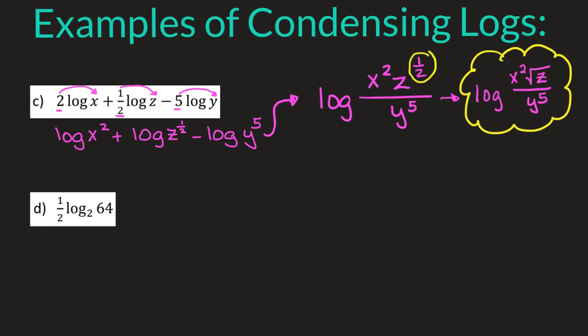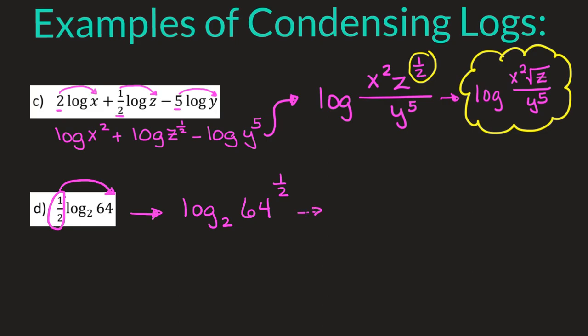All right, so here we are with our final example. We have 1/2 times the log base 2 of 64. I don't see anything being separated, so that's fine. The only thing I see is a leading coefficient out front, so we have this 1/2. That means we're going to have to take that and make it an exponent of 64. So we can rewrite this real quick as log base 2 of 64 to the 1/2 power.